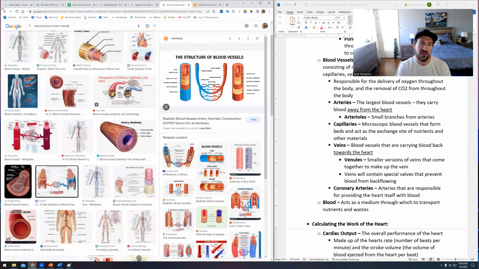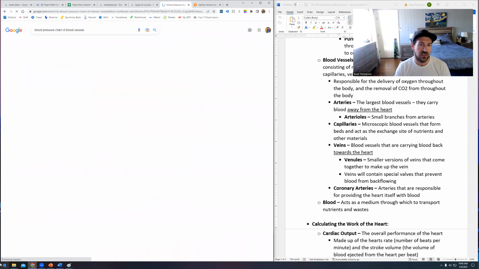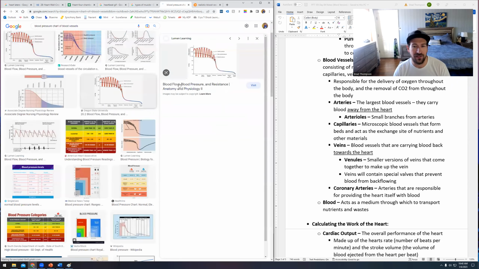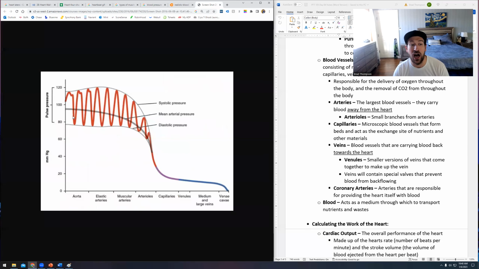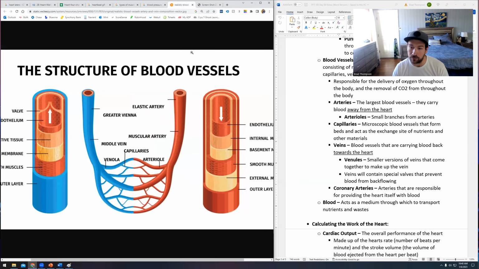chart of blood vessels, if you look at the pressure of your blood vessels, it looks something kind of like this, right? There's a ton of pressure coming right out of the heart. And it gets smaller and smaller and smaller until eventually there's hardly any pressure left coming all the way back to your heart. So how do we get blood to come all the way back to the heart?